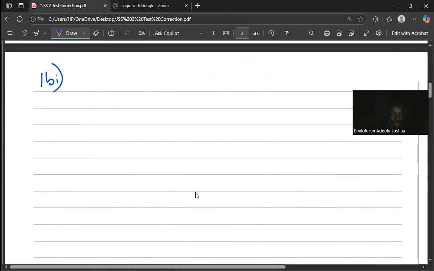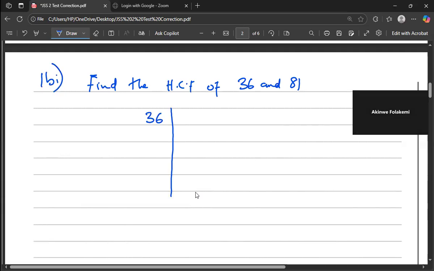So the question there says find the HCF of 36 and 81. What do we do? Just like the prime numbers that we used the other time, that's the same thing we're going to be using here.